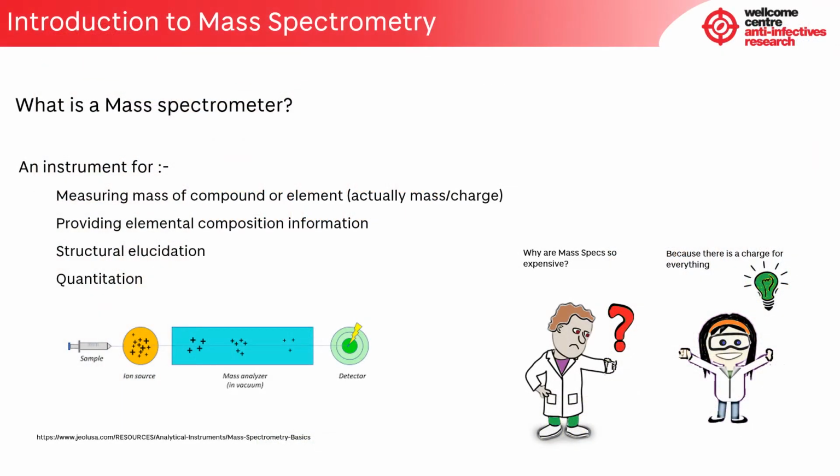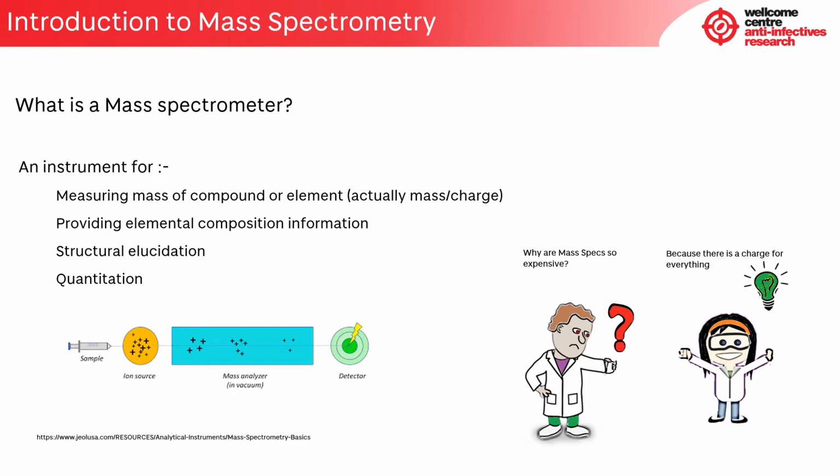So what is a mass spectrometer? It's an instrument that measures the mass, or more accurately, the mass to charge of a sample. The measured mass can then be used to determine the elemental composition of a compound, and it can also be used to obtain information on its structure, although it's relatively limited in this role compared to NMR spectroscopy.